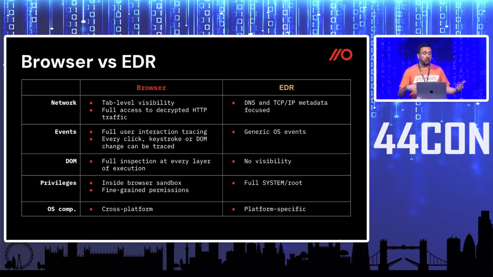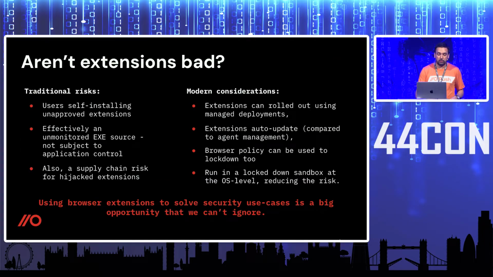There are a few other differences, like from a privilege perspective, EDR tends to be running as full system or root, at least at a core level. It might then have other child workers that run differently. In the browser, we tend to be running in this browser sandbox with fine-grained permissions because it's a more modern permission model. The other aspect is OS compatibility. There's a little bit of difference there. With EDR, you tend to be looking at platform-specific solutions. With the browser, things are pretty cross-platform. If you run something on Chrome, and Chrome runs on multiple platforms, it should run on all those platforms. So it's reasonably cross-platform in that sense.